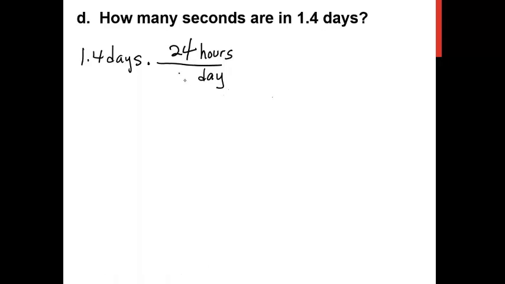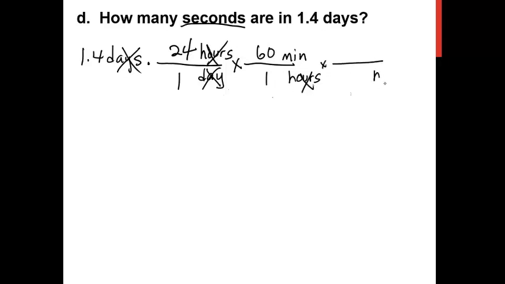For instance, I know that there are 24 hours in a day. My days will cancel, and that gets me a little bit closer, but I want seconds, and right now I'm at hours. So I need to continue. Now I want hours to go away, and we need a conversion to go hours to what's the most common unit of time that comes next, and I would say probably minutes. Okay, we know that there's 60 minutes in an hour, so hours will cancel, and we're left with minutes, which we still do not want. So we need minutes to cancel, and now we can get to seconds. And we know that there's 60 seconds in 1 minute.